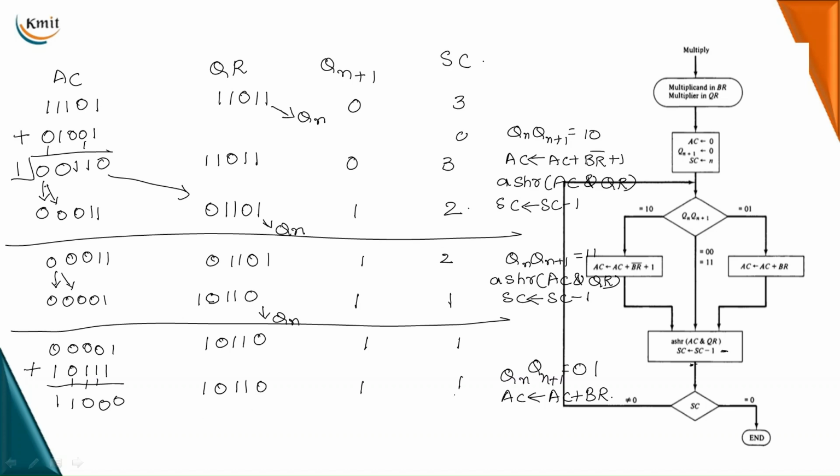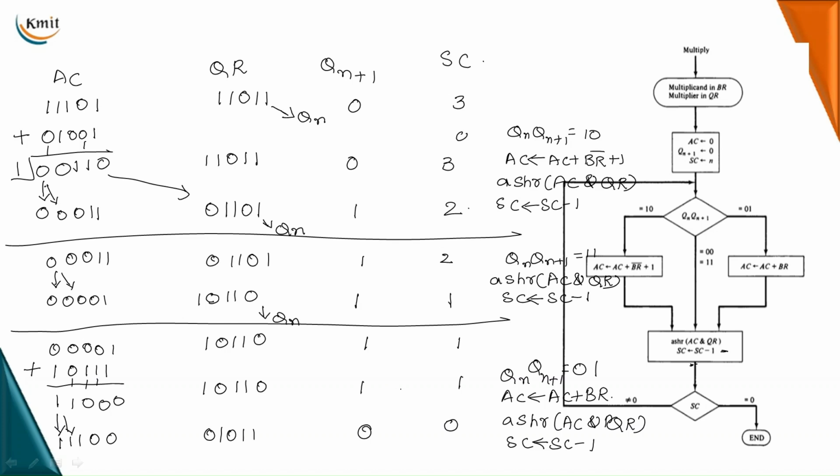Okay. Now arithmetic shift right on the contents of AC and QR and decrement the sequence counter. So after performing arithmetic shift right, it becomes 1 1 1 0 0 0 1 0 1 1 0 and your sequence counter reaches 0. So since your sequence counter reaches 0, this is the end of your multiplication algorithm.